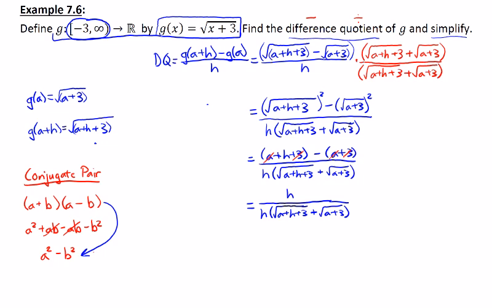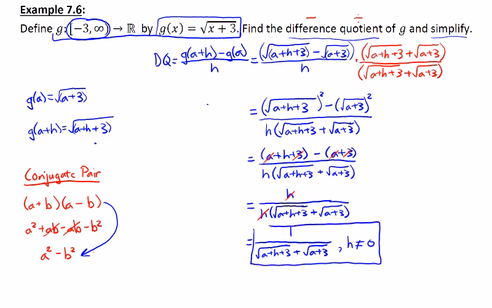And this is why I didn't want to distribute the h, because now I can cancel the h's. This would leave me with 1 divided by the square root of a plus h plus 3 plus the square root of a plus 3, all in the denominator, provided that h does not equal 0. And that is the difference quotient, completely simplified, for g of x equals the square root of x plus 3.